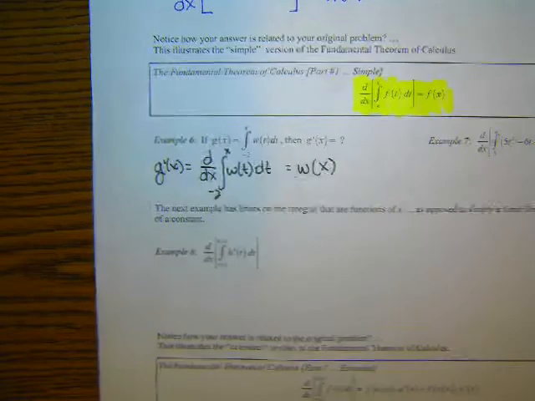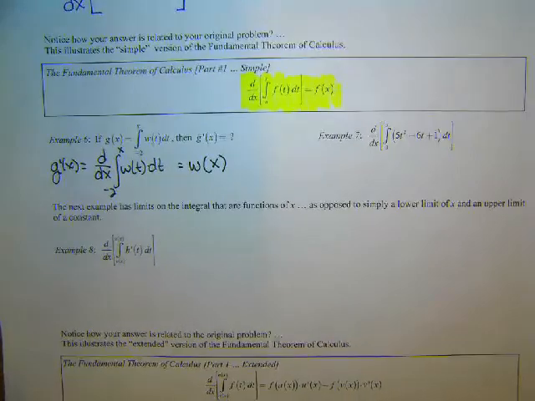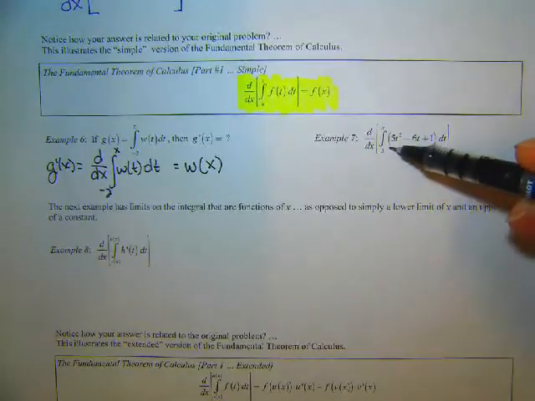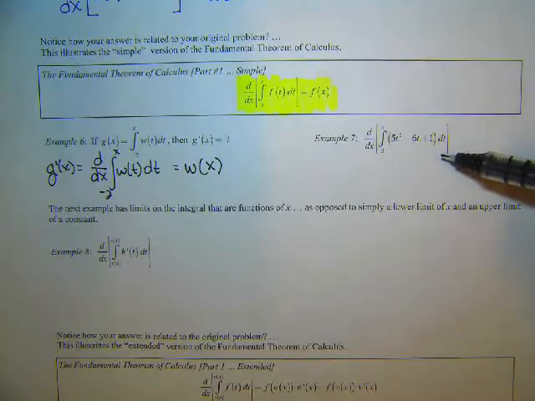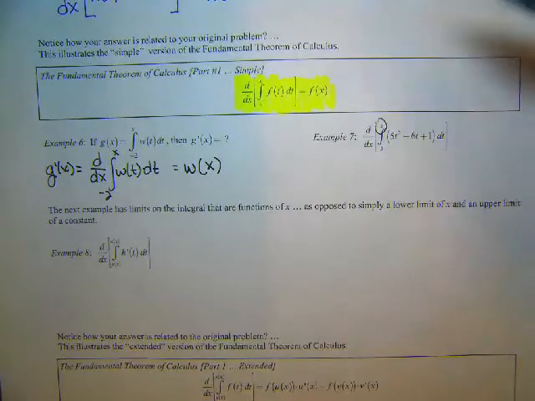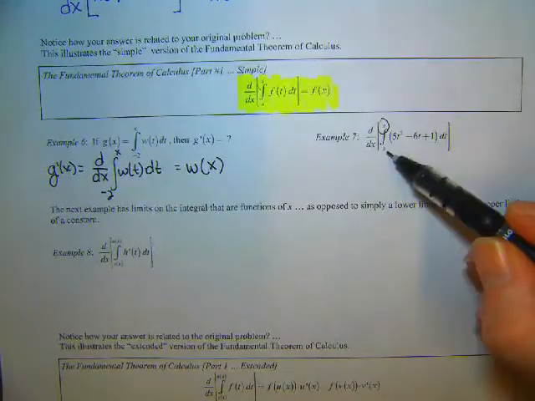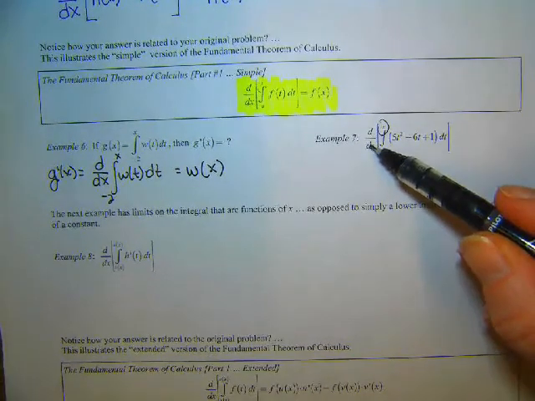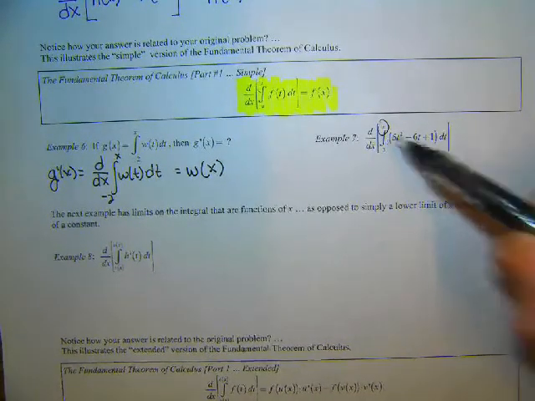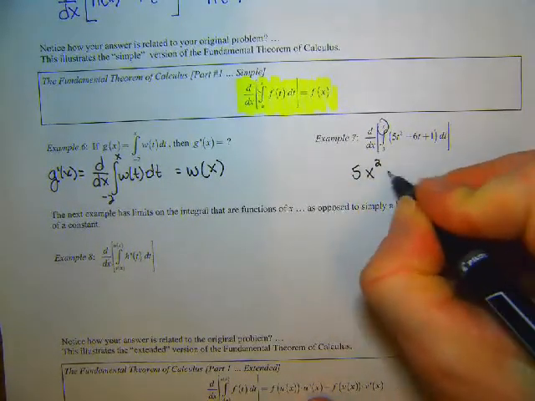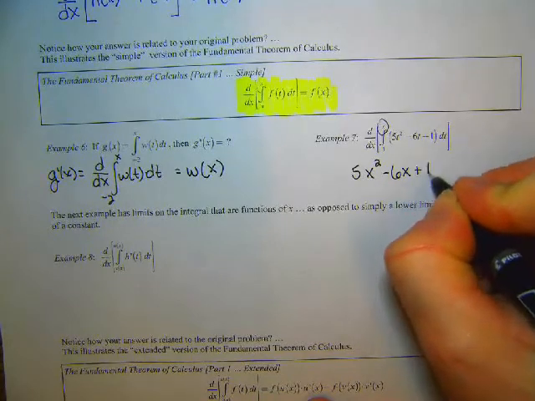Next example. Here's another way you might see it. So, what's the derivative of the integral of this? In order to use the fundamental theorem of calculus, here's what I need to check. Is there an x at the top of the integral? Yes. Is there a constant at the bottom? Yes. Then the derivative and the integral cancel out, and my function is 5x squared minus 6x plus 1.